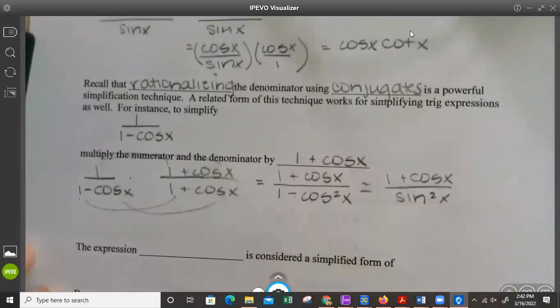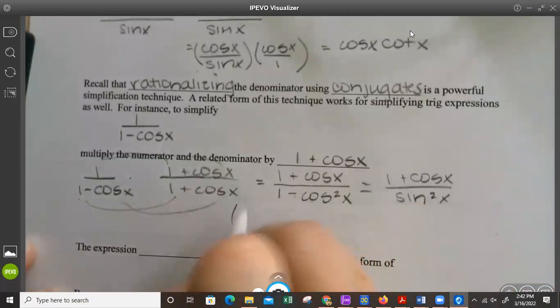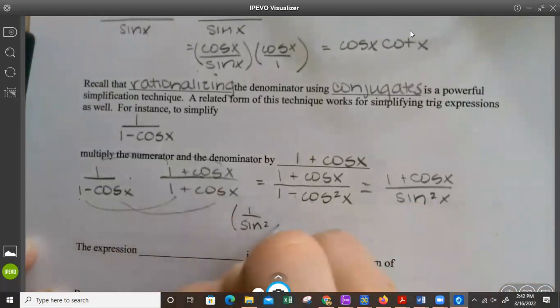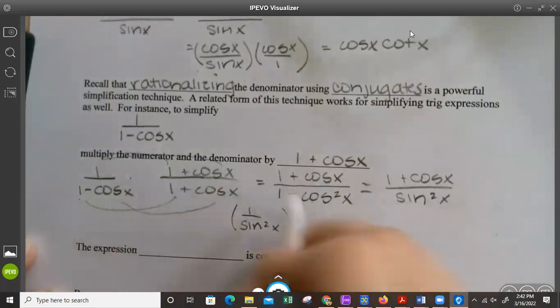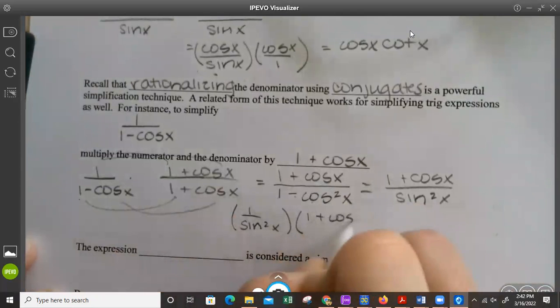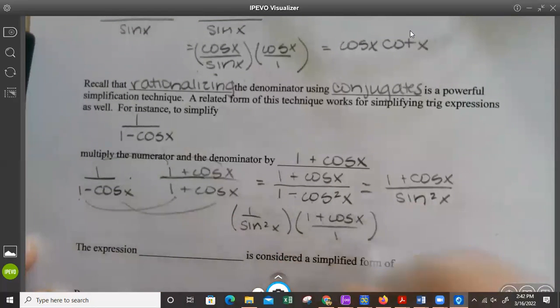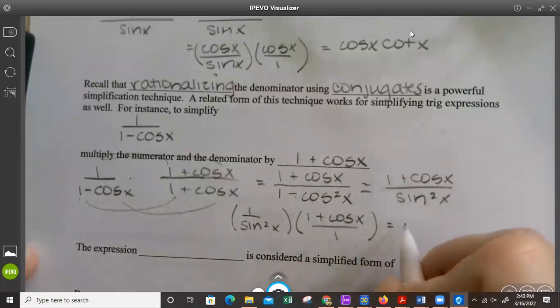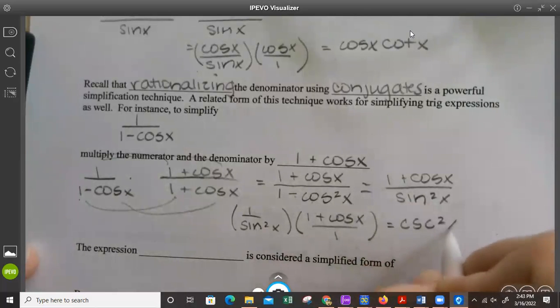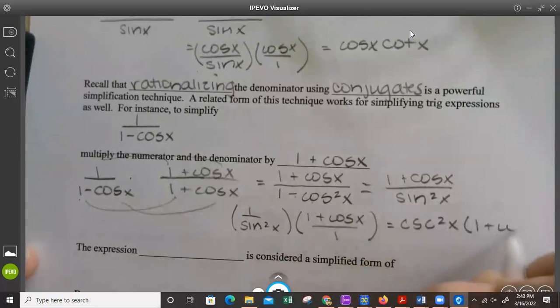We can split this up just like we did the other ones, where we have 1 over sine squared x times 1 plus cosine x. You can do it over 1 if you'd like. What is 1 over sine? And all this did was keep us from having a denominator.